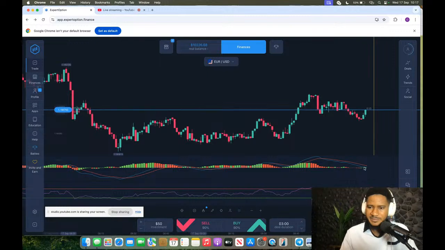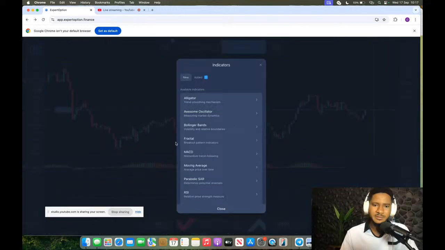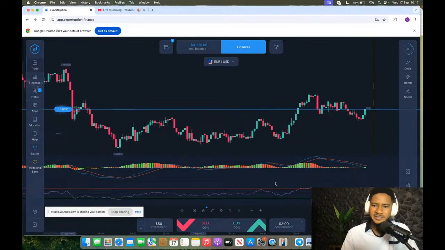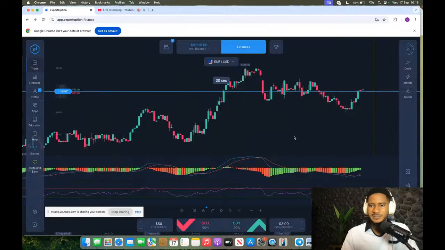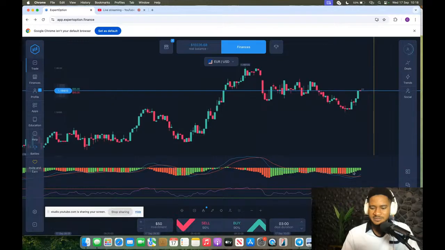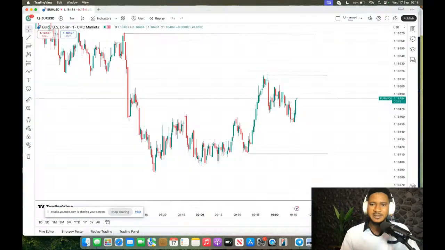So MACD is beginning to print green. When the bars are green like this, it tells about buy momentum. When the bars are red, it tells about sell momentum. Okay, so right now you can see that these bars are green. So this is buy momentum, and I will be waiting to get a sell sign. I'm waiting to get a sell sign.